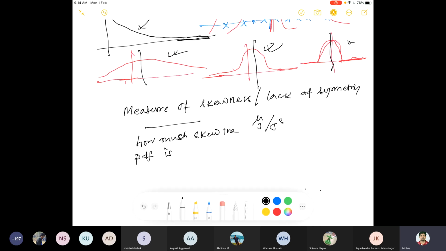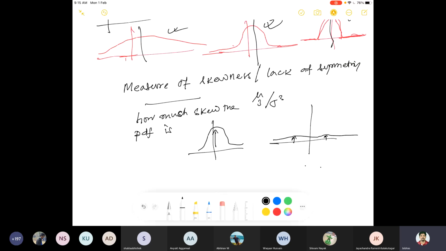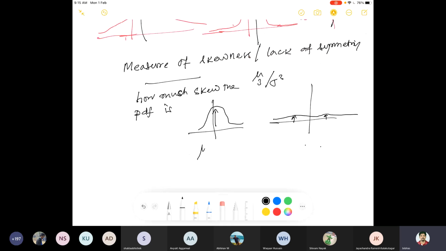And if you want to know how much peak it is, so what about the peak? Maybe you can have a distribution like this. There is almost no peak, something like this. And there is something like this, so there is a significant peak here, but there is no significant peak here, let's say. So to get an idea about the peak values of this distribution function, you can have mu 4 over sigma to the power 4, and so on.